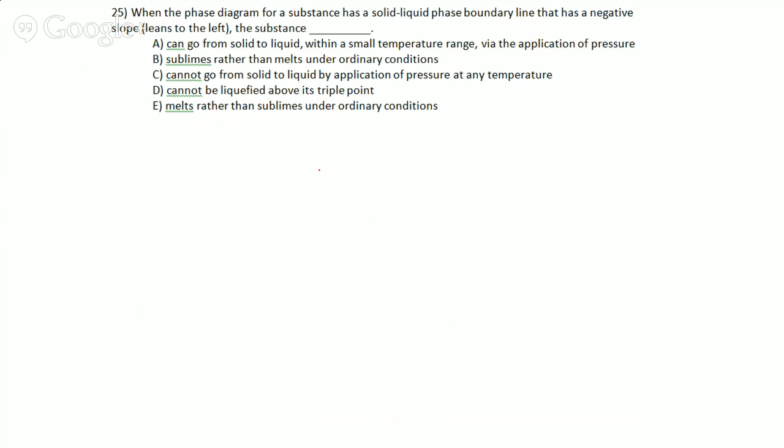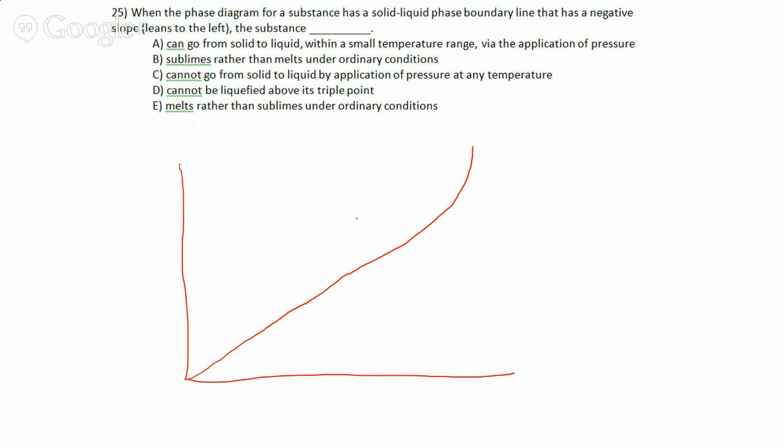25. The phase diagram for a substance has a solid liquid boundary line that has a negative slope, leans to the left, the substance blanks. So if you take a look, what they're talking about, let's draw it out. Instead of just trying to picture this in our head, let's free up some space in our brain for thinking by drawing it out. And it's saying the solid liquid phase boundary. So that is this line right here, where you start off solid, liquid, gas, has a negative slope, leans left, the substance blank. All right, so again, we got pressure and we got temperature.